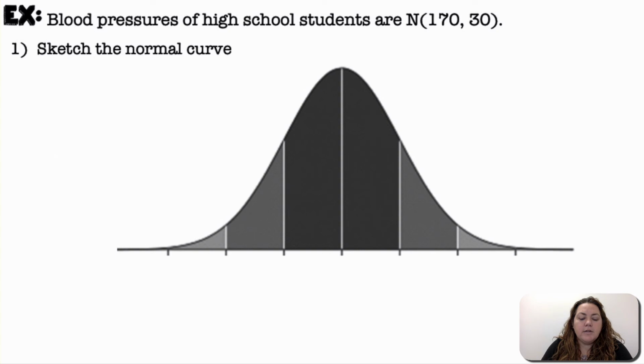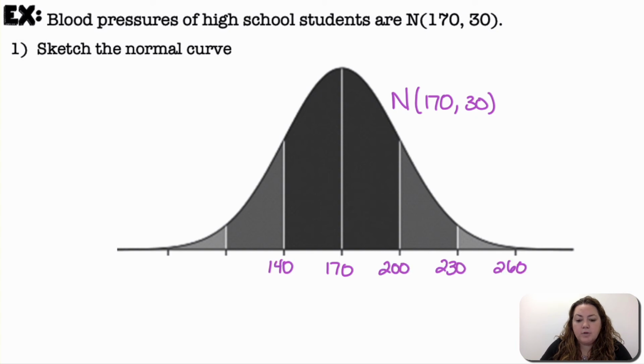All right, another example. Blood pressures of high school students are normally distributed with a mean of 170 and a standard deviation of 30. Sketch the normal curve. So I'm going to put my notation, capital N, and then 170, comma 30. 170 is going to go in the center. I'm going to add 30 each time I move to the right. I'm going to subtract 30 each time I move to the left.